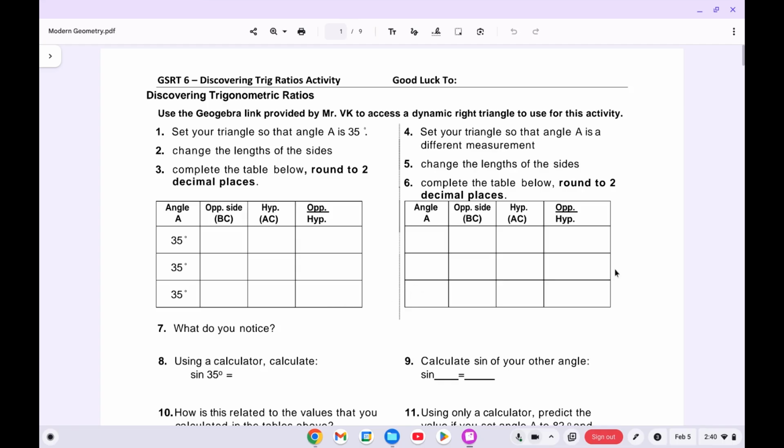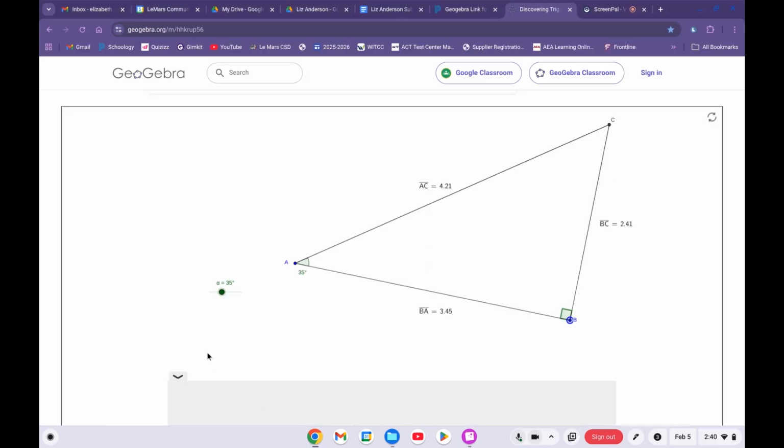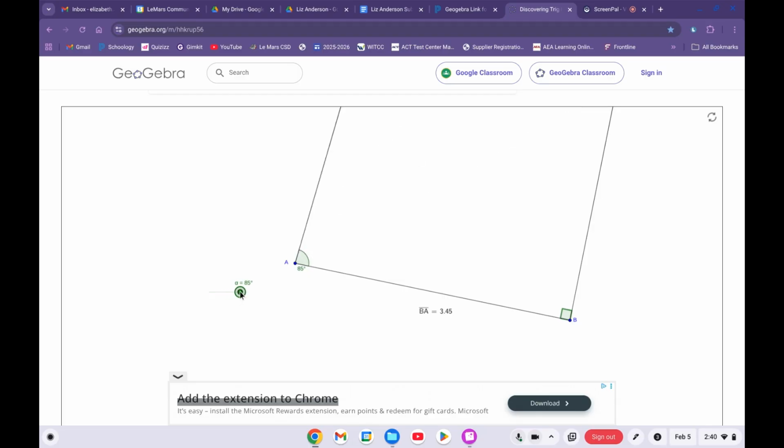Then over here, you're going to do the exact same thing, except you're going to change your angle. Coming back to the website, you can choose whatever angle you'd like. You still have to have a triangle here, so you can't obviously go 90 or bigger, because now you're not dealing with a triangle anymore. But you could do 85. You could do something really small like 10. You can do really whatever you'd like. So you have some freedom with that.